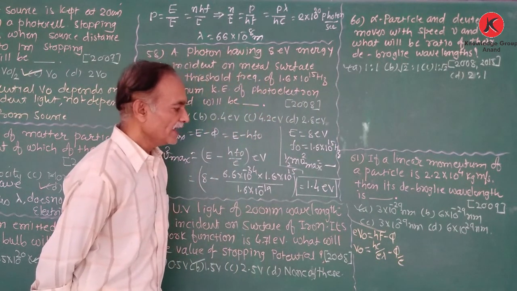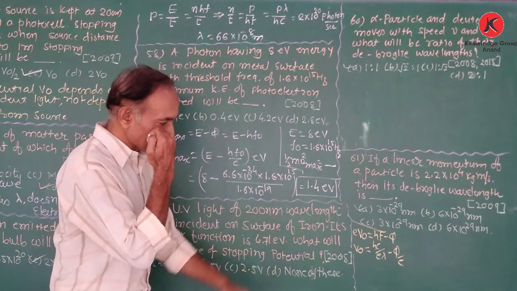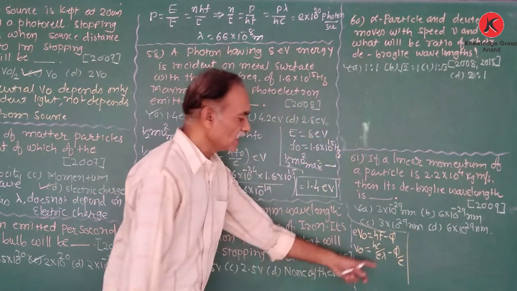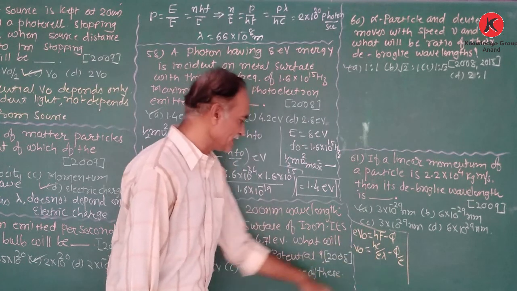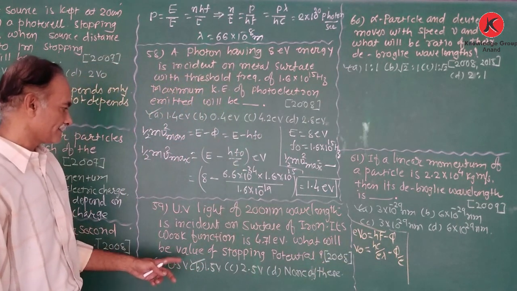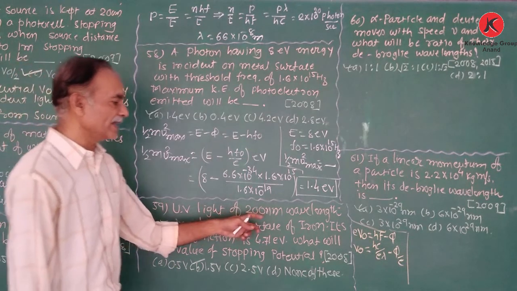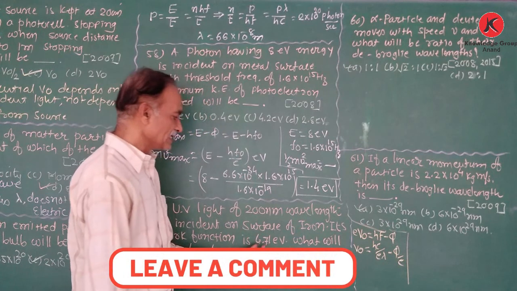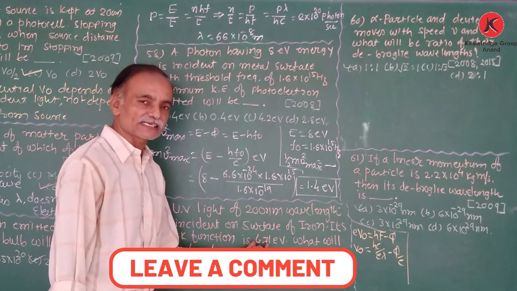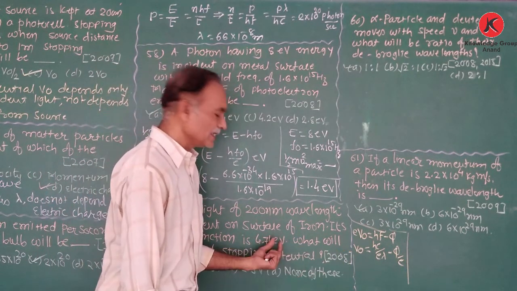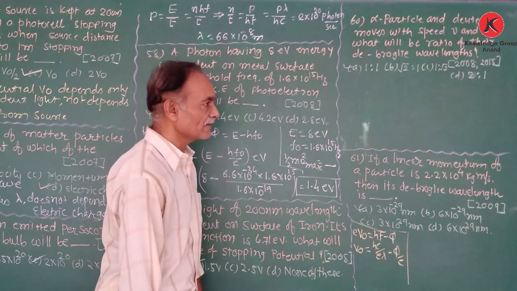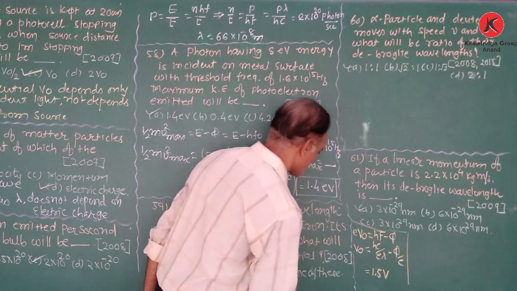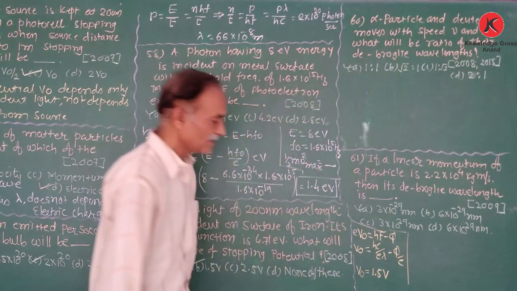Substitute the value of h, Planck's constant, 6.6 into 10 raised to minus 34, the velocity of light, and e, 1.6 into 10 raised to minus 19. Lambda is given: ultraviolet light of 200 nanometer, therefore 2 into 10 raised to minus 7. Minus 5.5, that means the stopping potential is 4.71 electron volt divided by e. e cancels, therefore 4.71. So we obtain the answer 1.5 volt. That is the value of stopping potential.